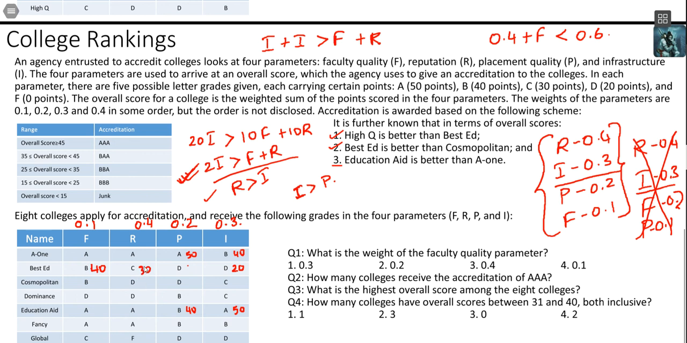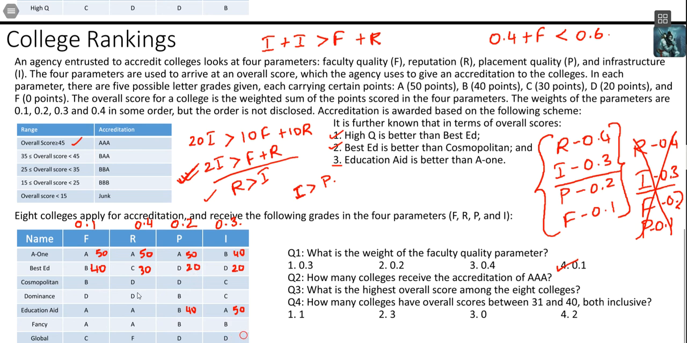Let's get to individual questions. What is the weight of the faculty quality parameter? The weight of the faculty quality parameter is 0.1. So answer option 4. How many colleges receive accreditation of AAA? Okay, AAA is overall score of more than 45. Okay, let's get to individual accreditation of schools here.